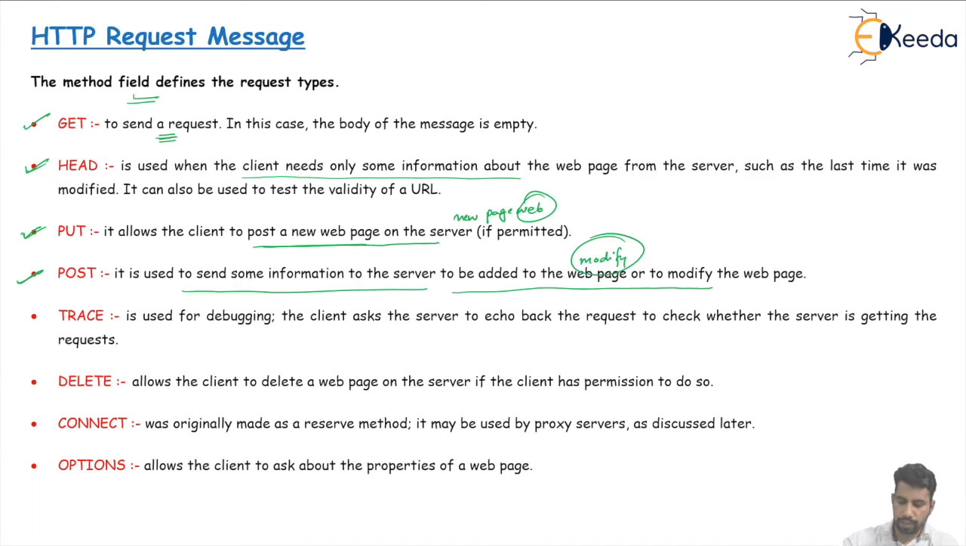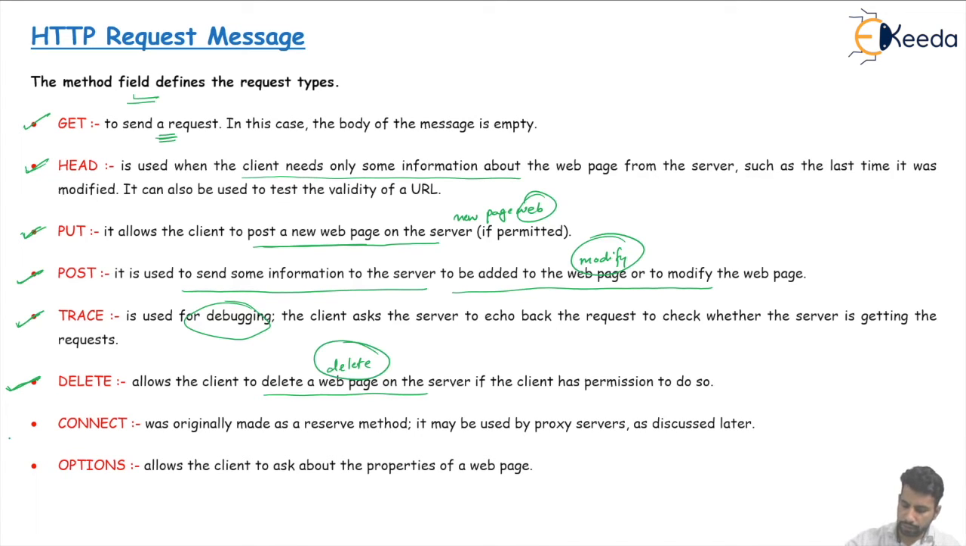Next is the TRACE method. As we all know, trace is mainly about tracking things. If you want to debug things, if you want to do debugging type of things, then the TRACE method comes into picture. Next method is DELETE. The DELETE method is used when a particular person or client wants to delete a web page on the server.